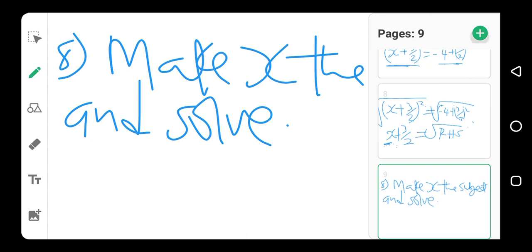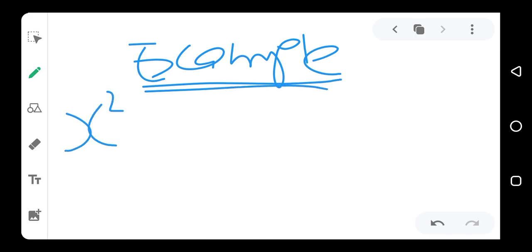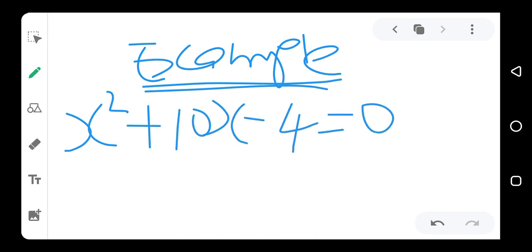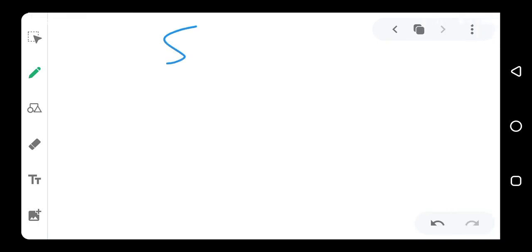Now example 1. Now assuming we have x squared plus 10x minus 4 is equal to 0, and we are asked to solve this quadratic equation using the completing the square method. Now this is how to solve it. Solution.